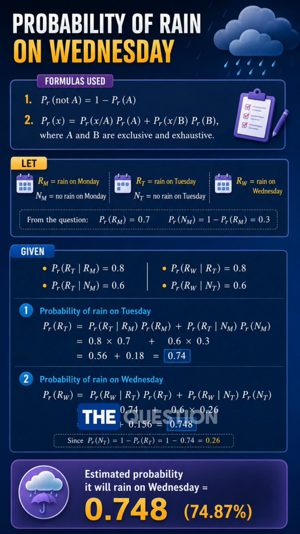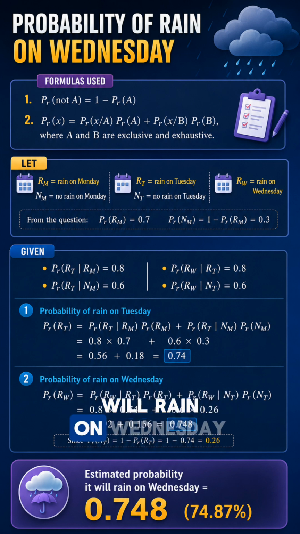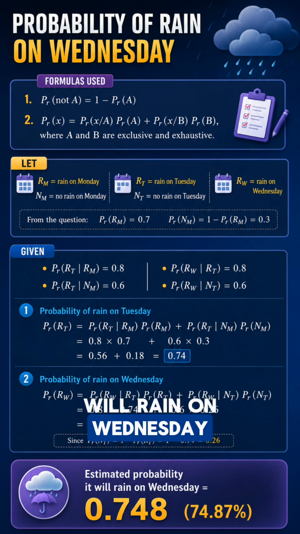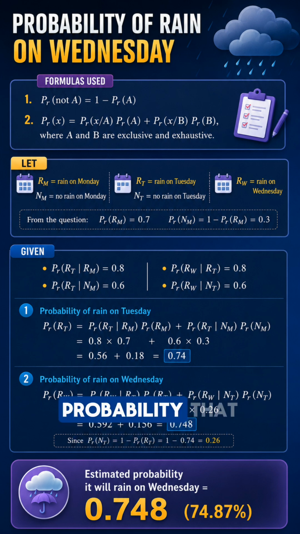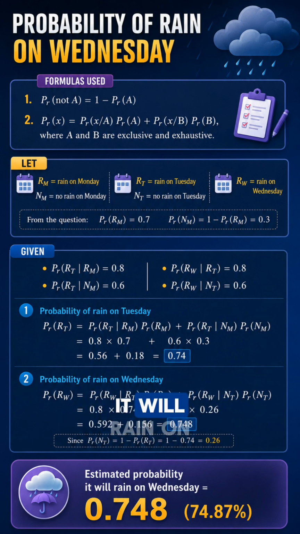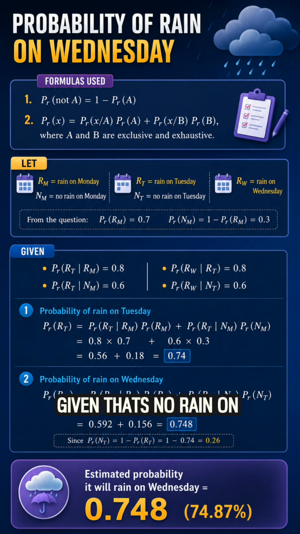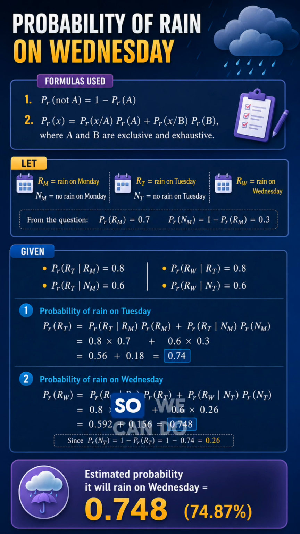Now to answer the question, the probability of rain on Wednesday, we are still using the theorem of total probability. The probability that it will rain on Wednesday is equal to the probability that it will rain on Wednesday, given that there was rain on Tuesday, times the probability that there was rain on Tuesday, plus the probability that it will rain on Wednesday, given that there was no rain on Tuesday, times the probability of no rain on Tuesday. So we can do substitution.